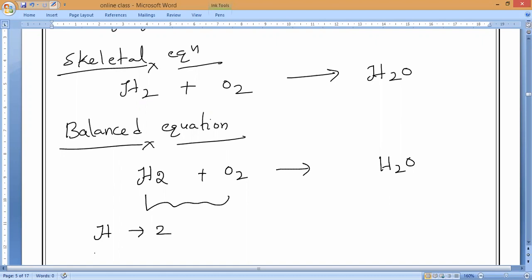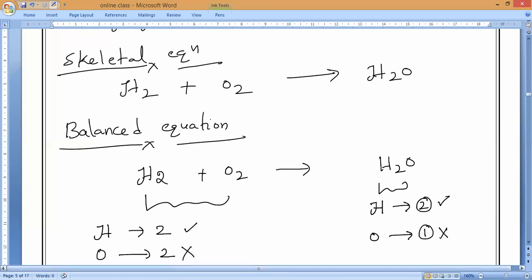On the reactant side, oxygen 2, hydrogen atoms 2. But on the product side, hydrogen atoms 2, oxygen 1. So is it balanced or not? Hydrogen is balanced. Understand? And oxygen is not balanced.